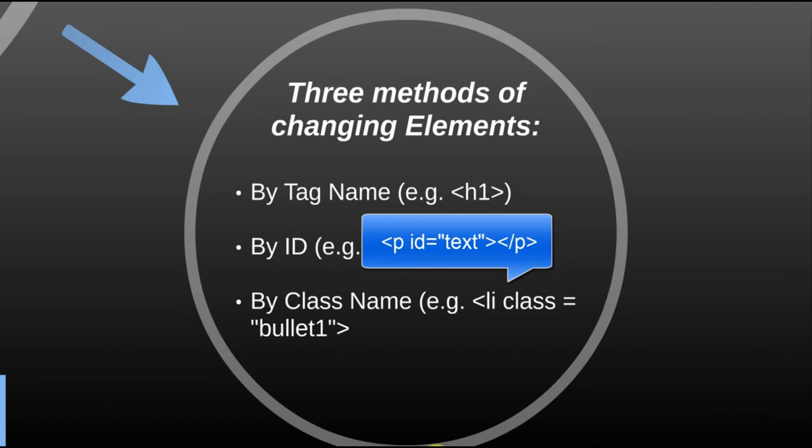For example, we can assign the ID equals text to a paragraph element. So p id equals text. We can then modify the element or any of its attributes using JavaScript. Thirdly, and similar to the ID method, we can also refer to an element by assigning it a class. For example, if we wanted to modify a specific list element, we could attach the class bullet1, for example. And we could change it using JavaScript as well.